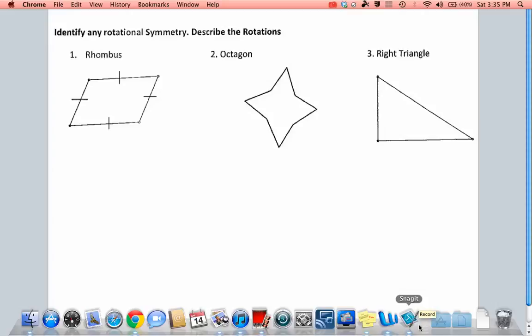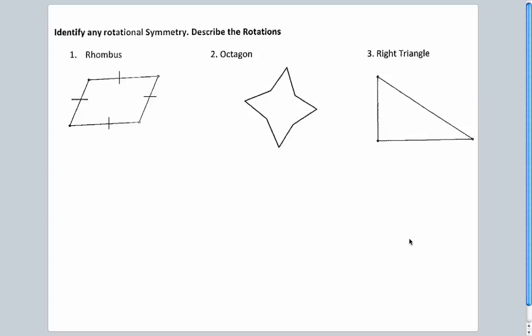Okay, here we go. Let's do the examples. I hope you had a nice couple-minute break there. So let's do some examples. I want to find rotational symmetry, and I want to then describe the rotations. I think I'll maybe do 2 of these here, and then you can do the other one. That'll be nice. Good idea.